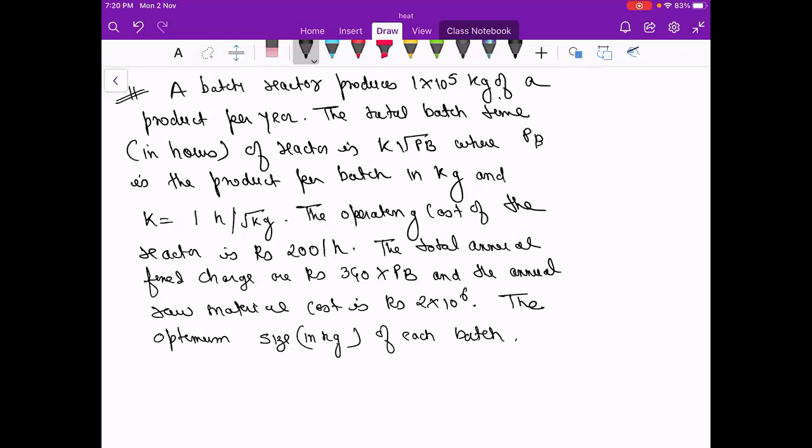Last 2 minutes. Fast. Anurag Gupta, wrong answer. Only one student got the answer, Shaunak. Others, fast. So fast. Solve it.